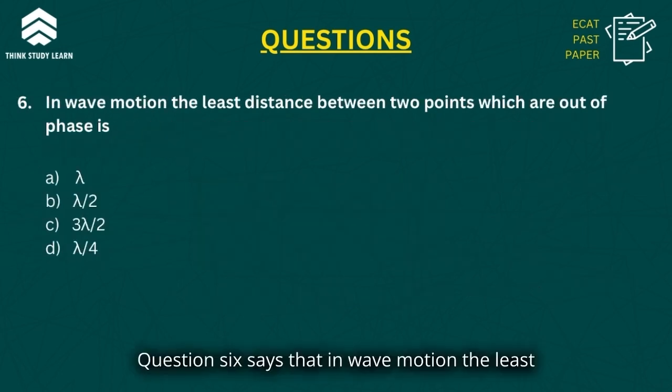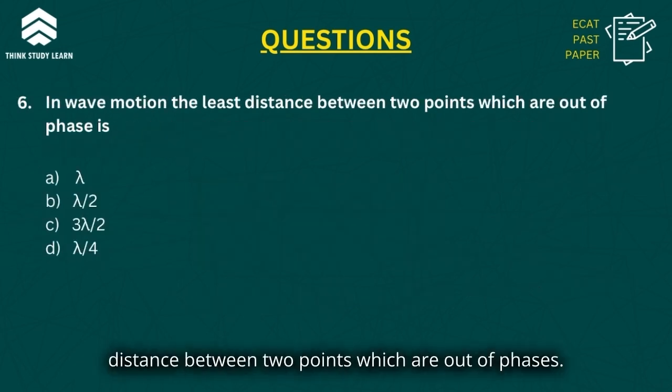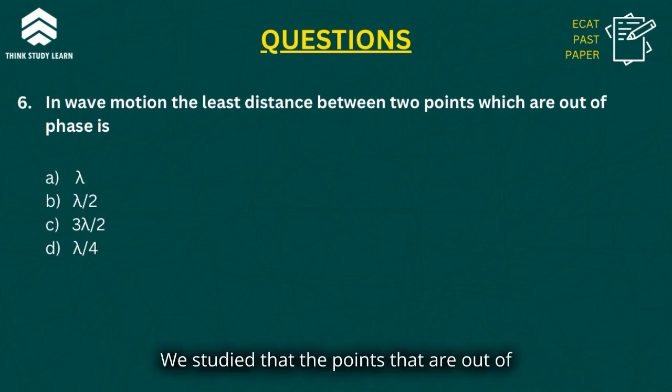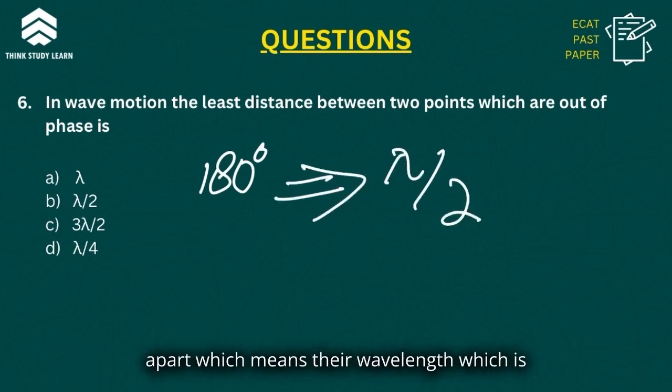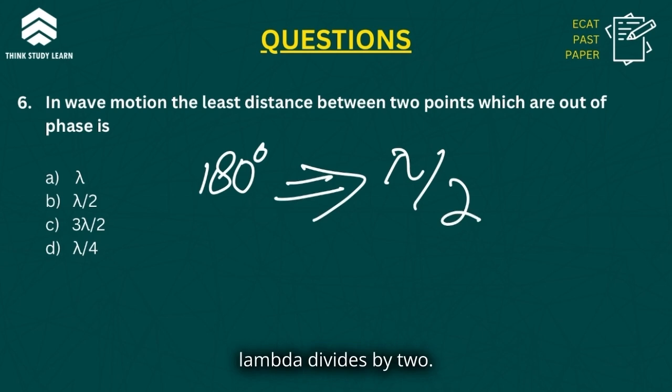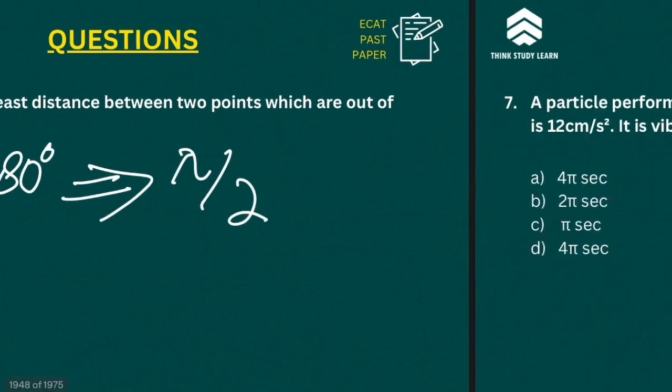Question 6 says that in wave motion, the least distance between two points which are out of phase is? We studied that the points that are out of phase by 180 degrees are a half wavelength apart, which means their distance is wavelength, which is lambda, divided by 2. So option B is the correct answer.